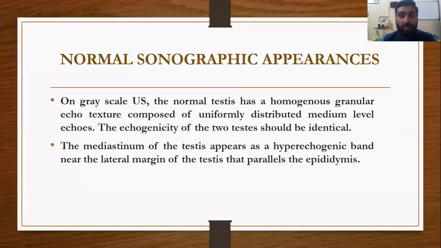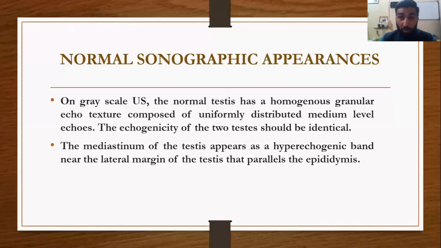Here comes the normal sonographic appearances. How the testis appears on ultrasound normally. On grayscale ultrasound, the normal testis has a homogeneous granular echotexture composed of uniformly distributed medium level echoes. The echogenicity of the two testes should be identical.